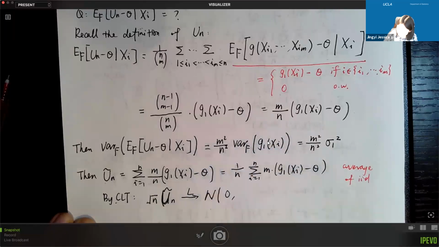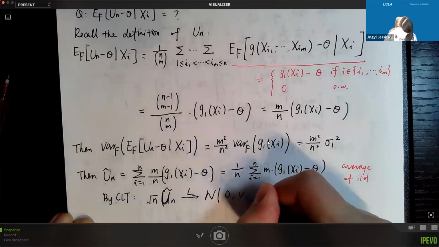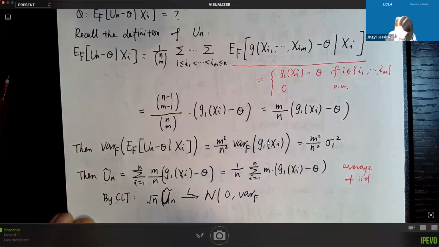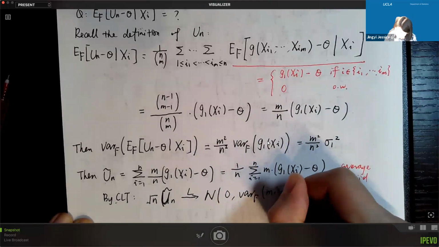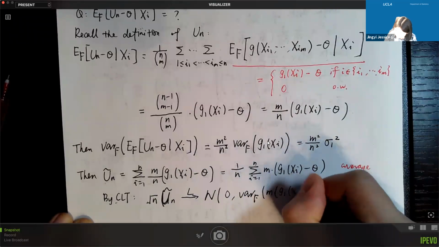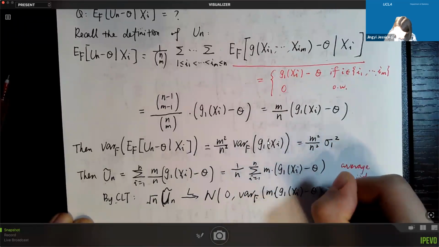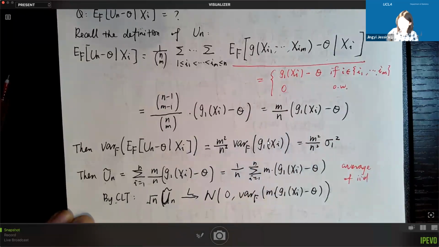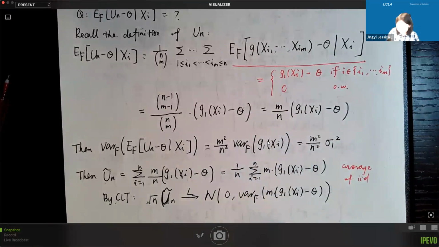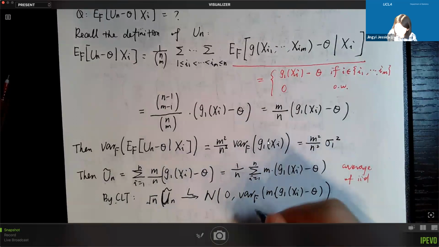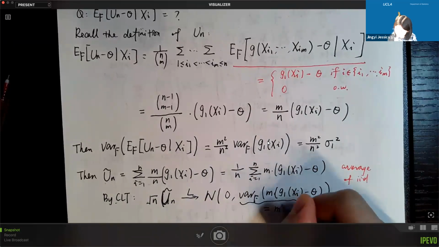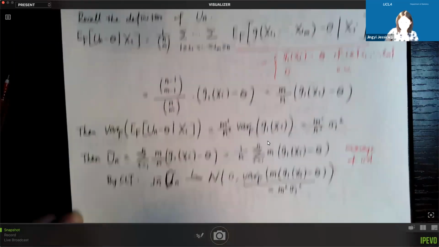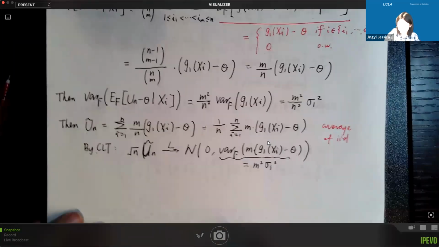And then the variance is about m times g1 xi minus theta. Yeah, that's what I have. And then you see that this is equal to m squared sigma 1 squared. So that's why here the result is like this.